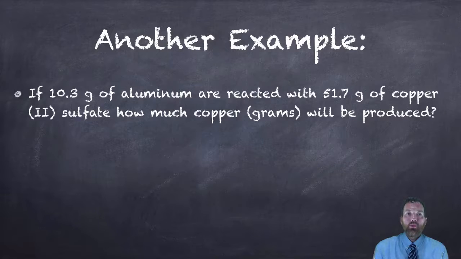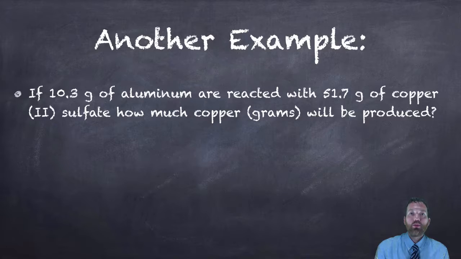Okay, here's another example. Go ahead and pause the video and try this in your notebook on your own. When you're ready, unpause it and I will walk you through the example problem. Okay, so we see that they've given us 2 numbers in the problem, 10.3 grams of aluminum and 51.7 grams of copper 2 sulfide. But what they haven't given us is a balanced chemical reaction. So you need to do that first before you do the 2 stoichiometry problems.